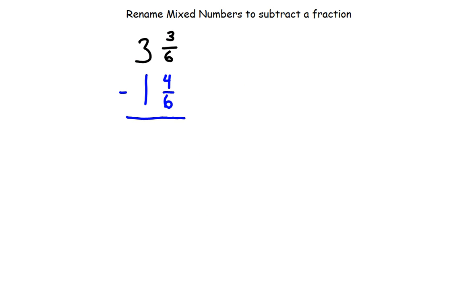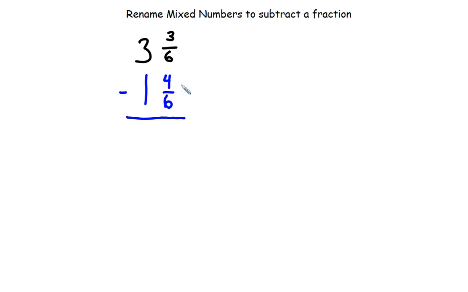Okay, now I have another problem. I have 3 and 3/6, take away 1 and 4/6. And I'm going to solve this one using a different strategy, and that is turning both of the mixed numbers into improper fractions so that my numerator in this case will be greater than that, and I can take away from it.